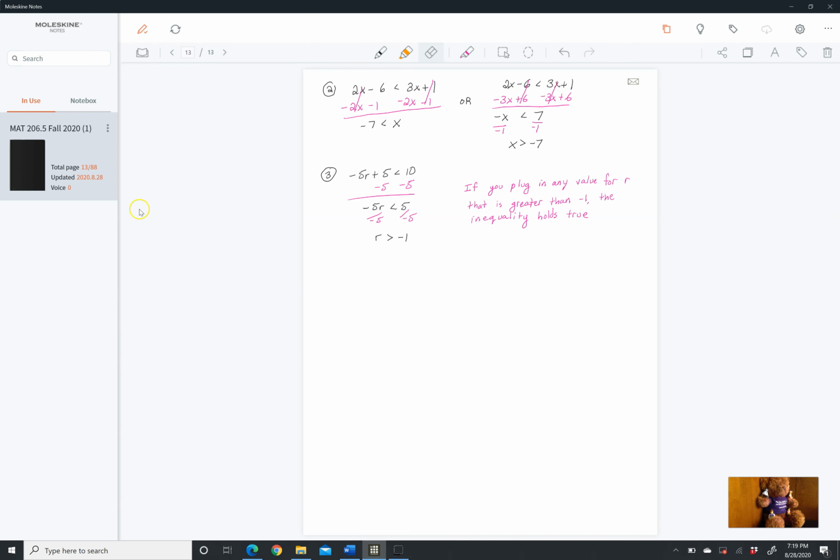Okay, if we plugged in 0, that's greater than -1. We get 5 is less than 10. That works. 5 is less than 10. Okay. If we plugged in -1, it wouldn't work. If we plugged in -1, we would get 10 on the left, and 10 is not less than 10. 10 is equal to 10. Okay. Let's take one more example like this.